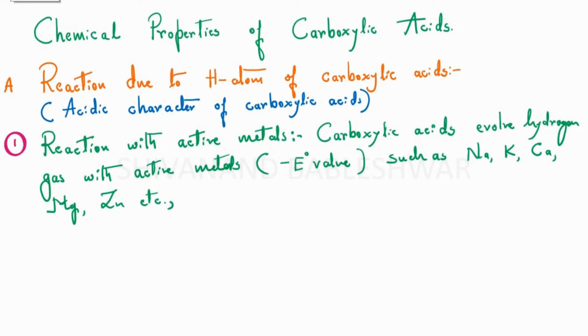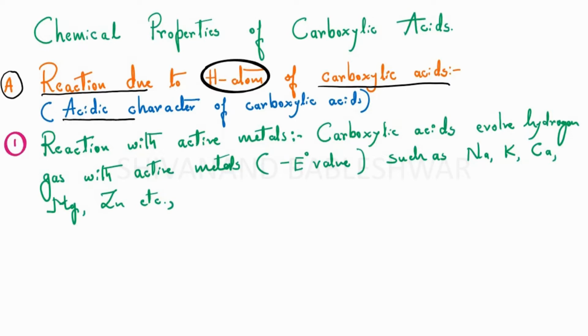Hello students, in today's class we are going to learn the chemical properties of carboxylic acids. In this first part, A, we deal with reactions due to the hydrogen atom of carboxylic acids, and these reactions will reveal that carboxylic acids are acidic in nature.